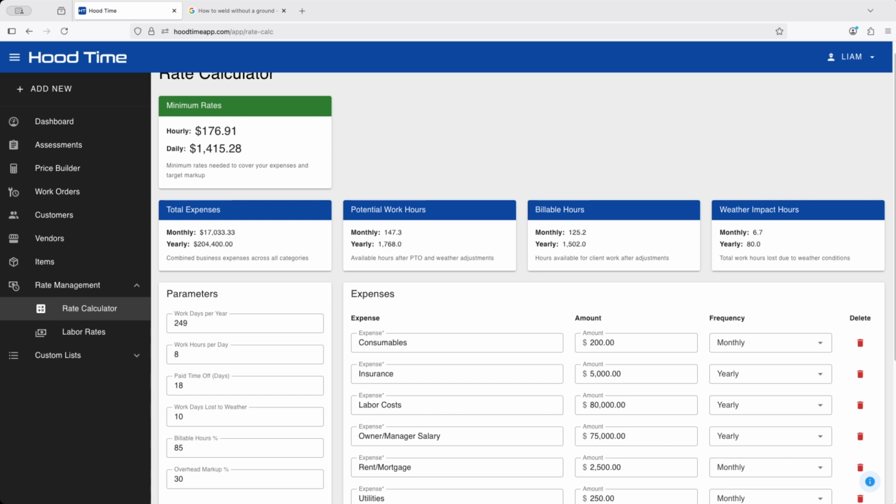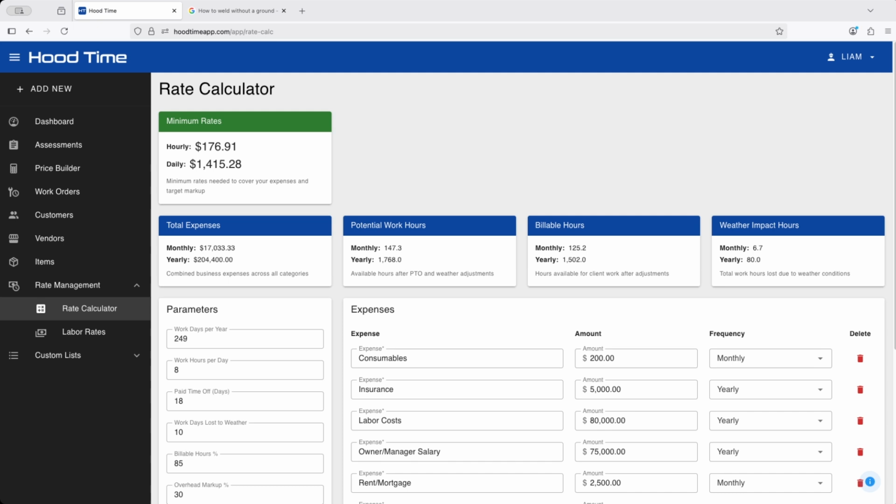Look at what's happened. We've added realistic business expenses totaling $800 per month, which pushed our rate up about $7 per hour. Over a full year, that represents about $10,000 in additional revenue requirements that need to be included in our pricing. Now let's see how adjusting the parameters affects our minimum rate, and more importantly, what these changes mean for your annual revenue. Watch what happens when I increase weather days from 10 to 20.